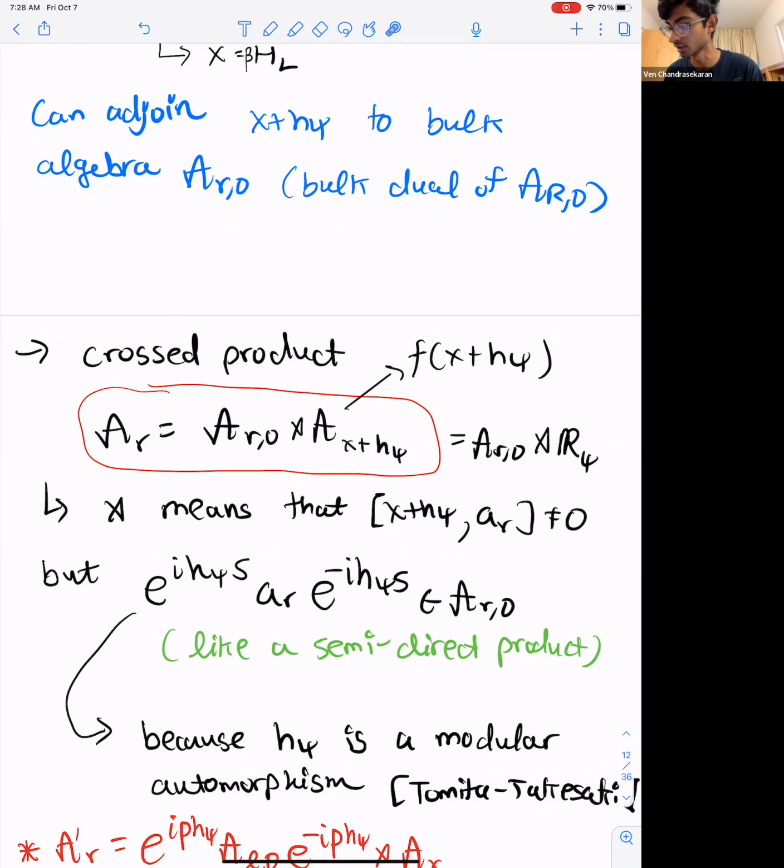But on the other hand, if I conjugate any operator in the right algebra by X plus H psi, the X part is going to go away because it commutes with A_R, and I just have the H psi, and the boost generator generates what's called a modular automorphism. It takes the algebra into itself. So the action of X plus H psi on any operator in the right algebra gives me back an element of that algebra. So it's really like an algebraic QFT version of a semi-direct product, but we call it a crossed product. Just to summarize, if I adjoin X plus H psi, or think of it as adjoining the Hamiltonian to the QFT algebra, I get the structure of this crossed product. For notational simplicity, I'm just going to write this as A_R cross product R_psi, where R_psi just means the group generated by X plus H psi.